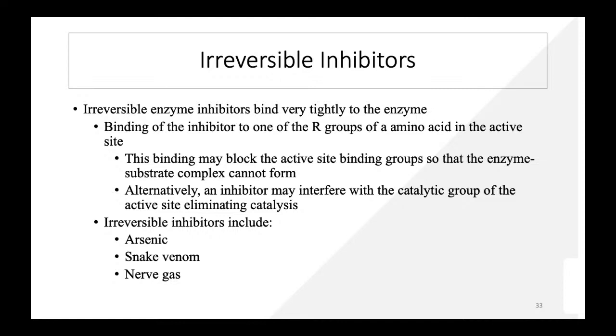The irreversible inhibitors bind very tightly to the enzyme. They act like the same shape as a substrate. So there is binding of the inhibitor to one of the R groups of amino acids in the active site, and this binding may block the active site binding group so that the enzyme-substrate complex cannot form. Alternatively, an inhibitor may interfere with the catalytic group of the active site, eliminating the catalysis. Irreversible inhibitors include arsenic, snake venom, and nerve gas.